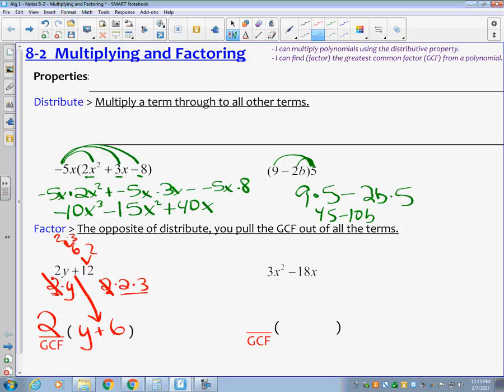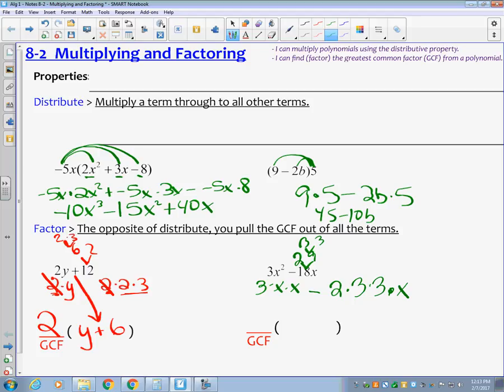So let's go ahead and do the same thing for 3x squared. So this is 3 times x times x. So x squared means I have 2 x's being multiplied. The sign stays the same. 18 is 2 times 9. 9 is 3 times 3. So 18 breaks down into 2 times 3 times 3. And I have a times x hanging out next to it.